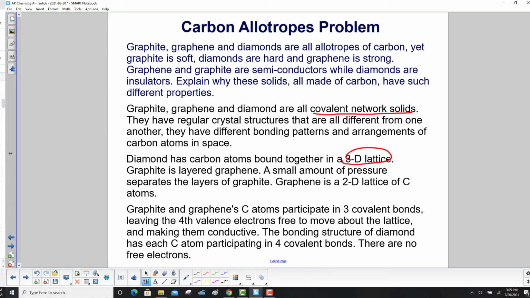Graphite and graphene's carbon atoms participate in three covalent bonds, leaving the fourth valence electron free to move about the lattice. And that will make them conductive. The bonding structure of a diamond has each carbon atom participating in four covalent bonds. There are no free electrons.